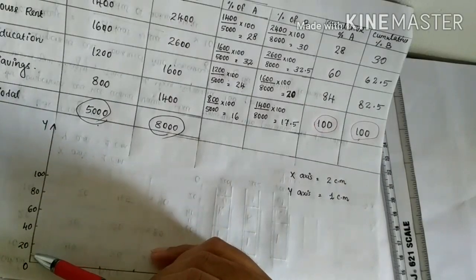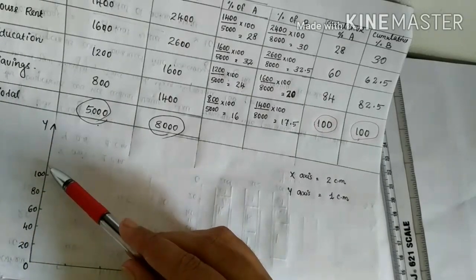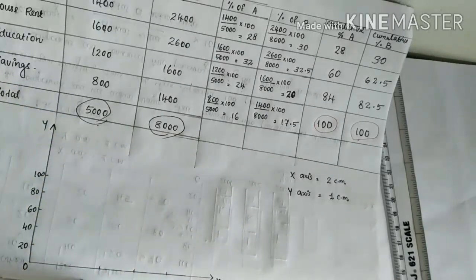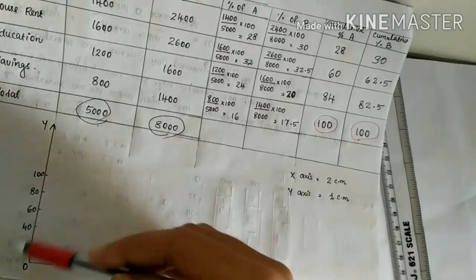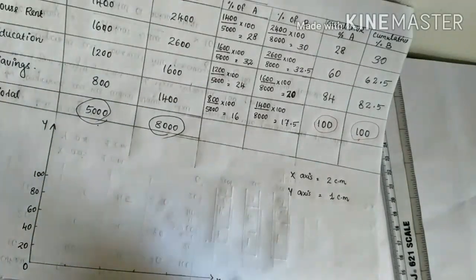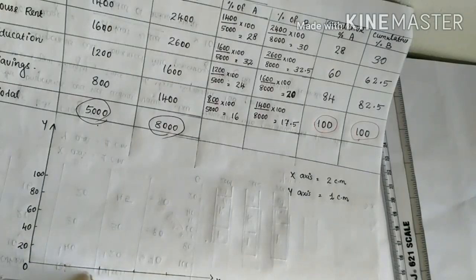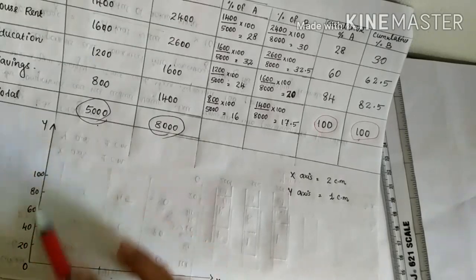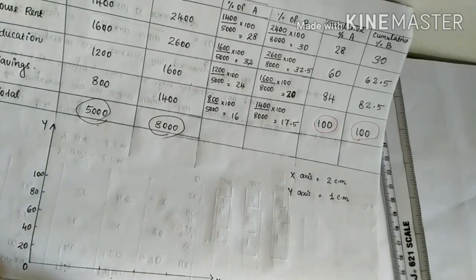So you have to take numbers 20, 40, 60, 80, 100, taking the family on the x-axis and numbers or frequencies or data on the y-axis. In this graph I will take a 2 centimeter gap for the whole data. On the x-axis taking 2 centimeters and on the y-axis taking 1 centimeter.